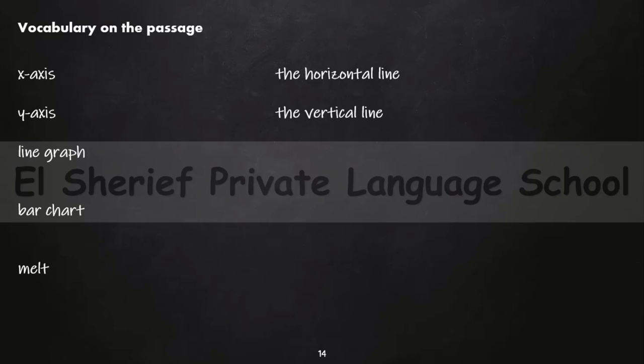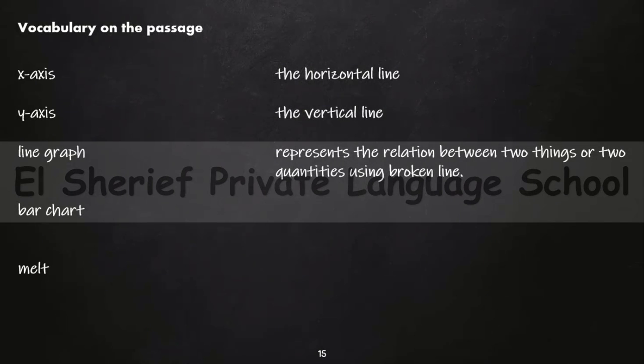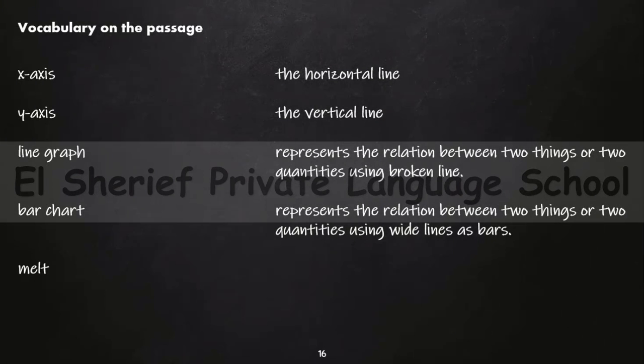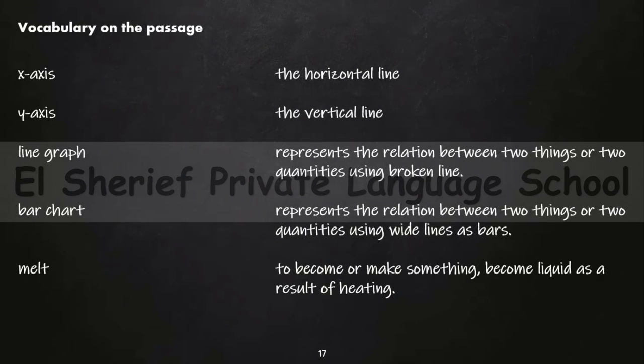Yes, now let's move on. The line graph represents the relation between two things or two quantities using a broken line, as you can see in the first passage. But the bar chart represents the relation between two things or two quantities using wide lines as bars. And the last word is melt. Melt: to become or make something become liquid as a result of heating.